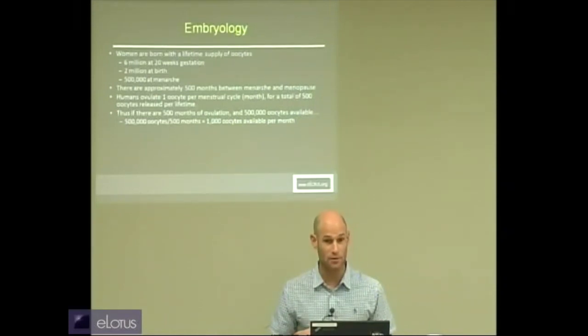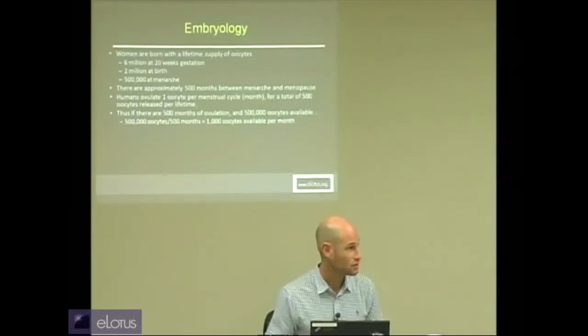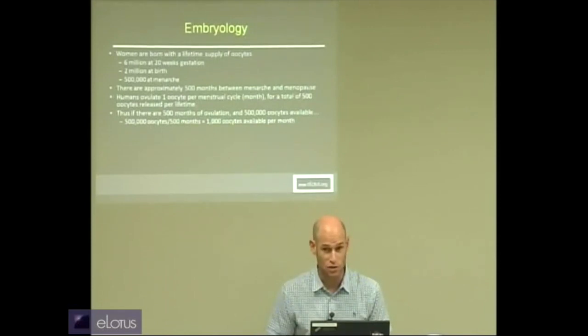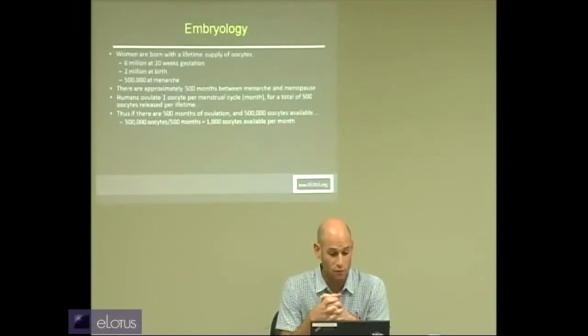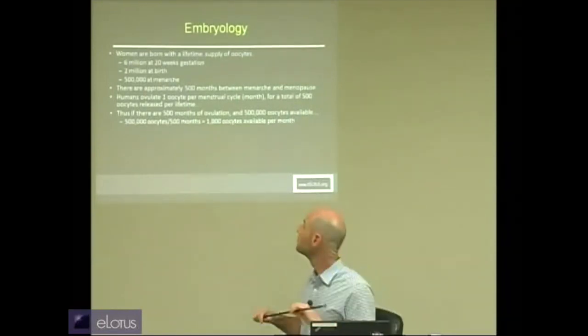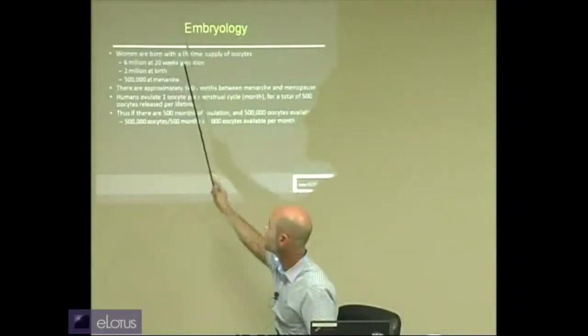And in fact, what happens is that egg supply just decreases. So from 20 weeks gestation until birth, which is at about 40 weeks gestation, about 4 million of those 6 million eggs disintegrate. They undergo programmed cell death, apoptosis, they're gone. Which leaves us with about 2 million eggs at the time of birth.